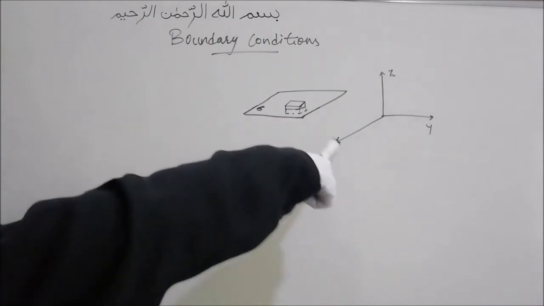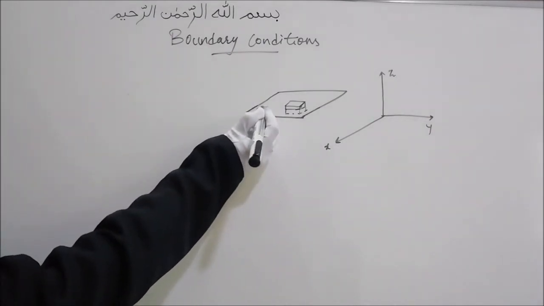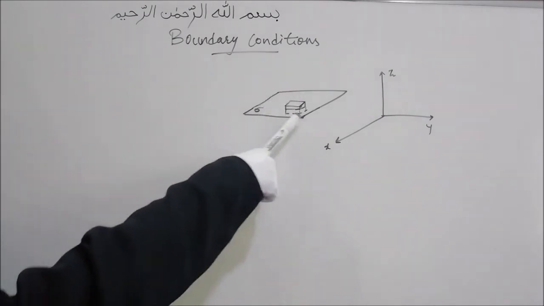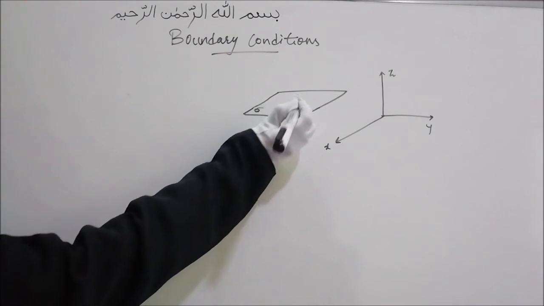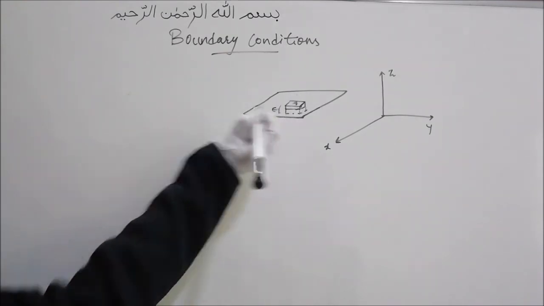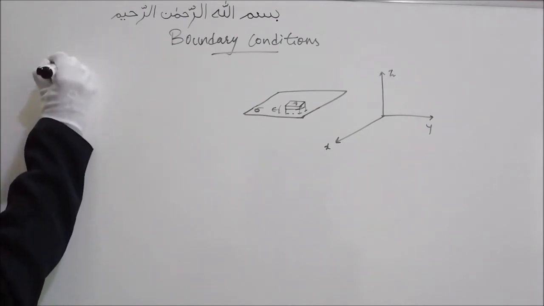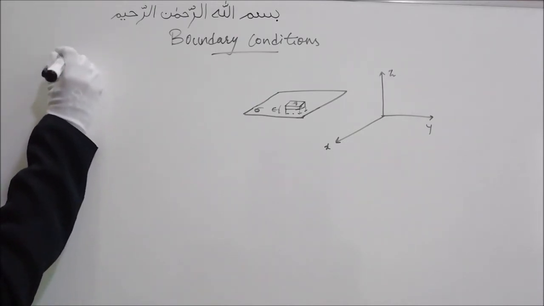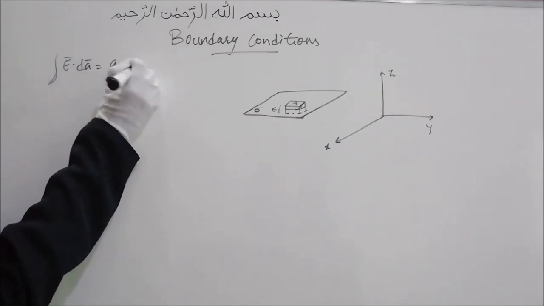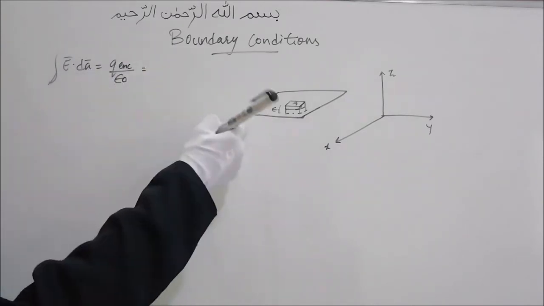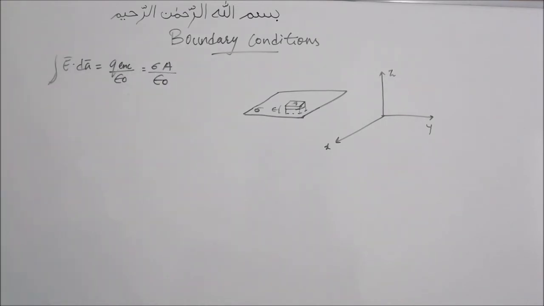Consider an infinite plane sheet which has surface charge density sigma. Now I am also going to consider a Gaussian pillbox of area A, and let's call its height epsilon. Then according to Gauss law, we will have closed integration E bar dot dA bar equal to Q enclosed upon epsilon naught. Q enclosed will be here sigma into A divided by epsilon naught.